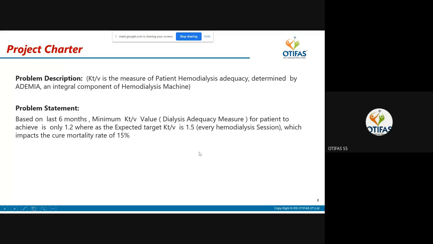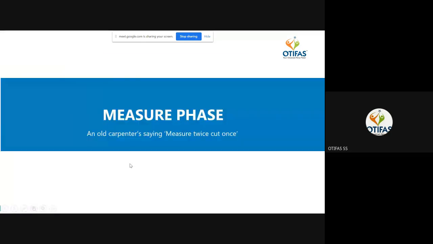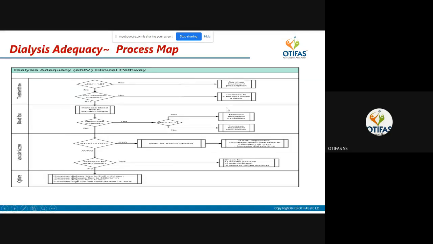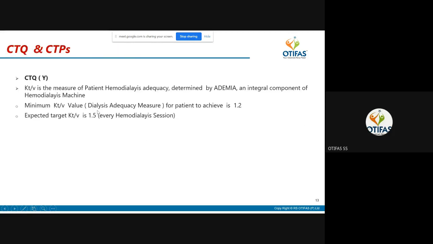Now, they want to take it as a project to solve this issue. What is the next step? They made the project charter, defined and identified the CTQ, everything. And then they made the proper define phase project charter and schedule. And then they came to the measure phase. In the measure phase, as I said, the function is to identify the process flow map. So they identified the process flow map, the different process steps they follow. And then they clarified the CTQ.